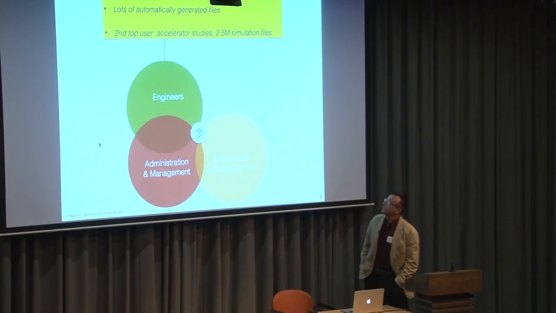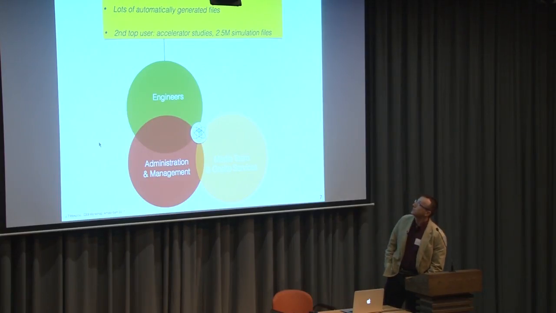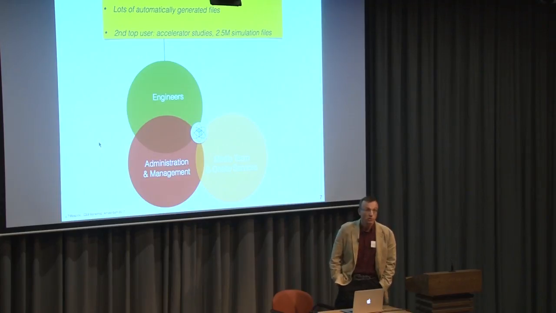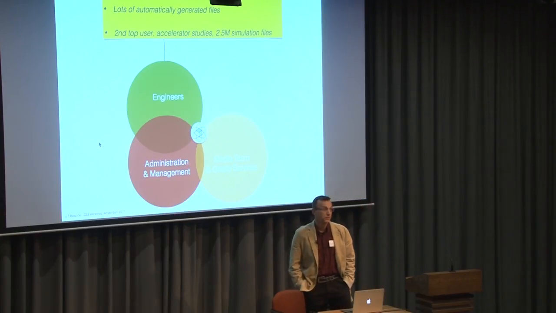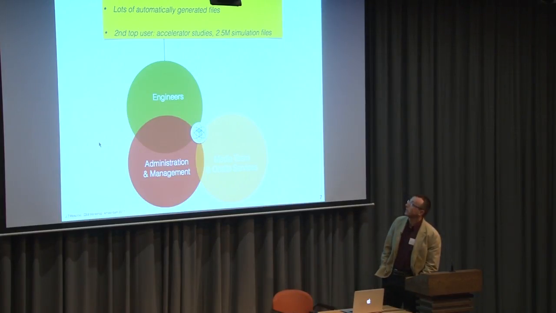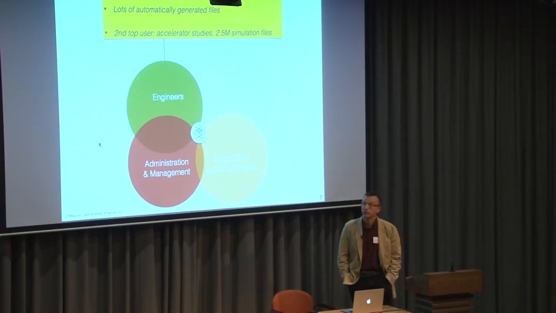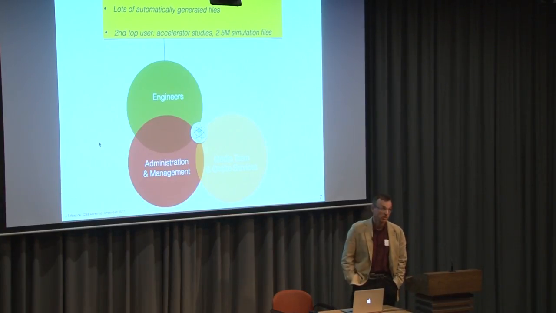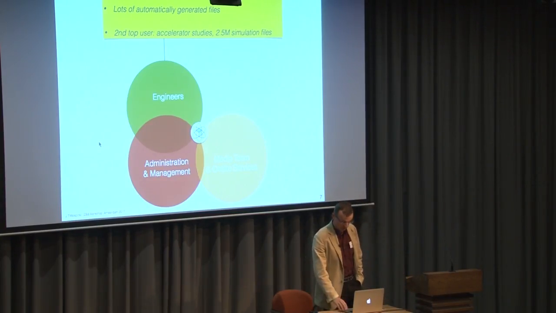Then engineers. We have lots of engineers using CERNBox, and this is engineers and general purpose Unix computing. Contrary to the administrative people, it's pretty easy to generate a lot of files on the Unix command line. It doesn't take so much effort. These people have lots of automatically generated files. To illustrate, I picked one example, the second top user doing accelerator studies. They have 2.5 million simulation files in CERNBox currently in their home directory.